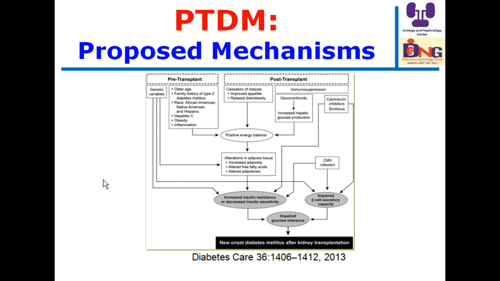And again, these are the risk factors, and the main proposed pathogenetic mechanisms are through impaired beta cell secretory capacity or increasing insulin resistance at the end. This will lead to impaired glucose tolerance and new diabetes after kidney transplantation.